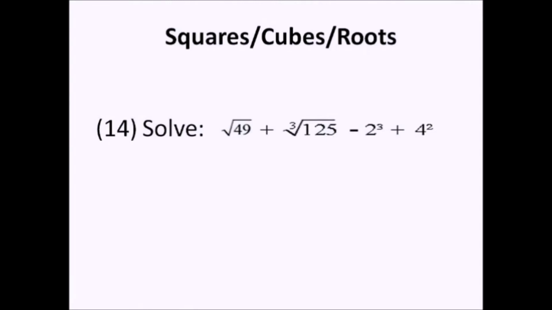Okay, let's go on. Squares, cubes, and roots. 14, solve. Square root of 49 plus cube root of 125 minus 2 cubed plus 4 squared. You have all of them in there. Solve. Add. Subtract, then add.